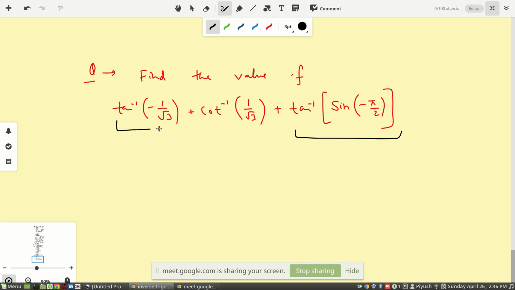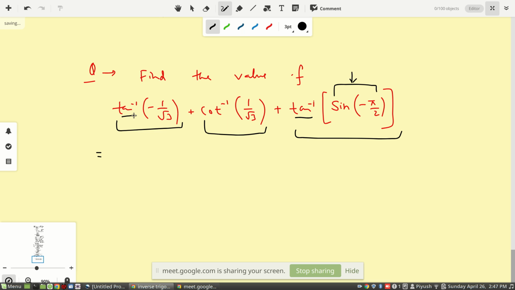These two values we have already figured out how to do. This one you just do step by step, you solve this one, and after that you see tan inverse of that value. Okay, so just match it if you have done this.